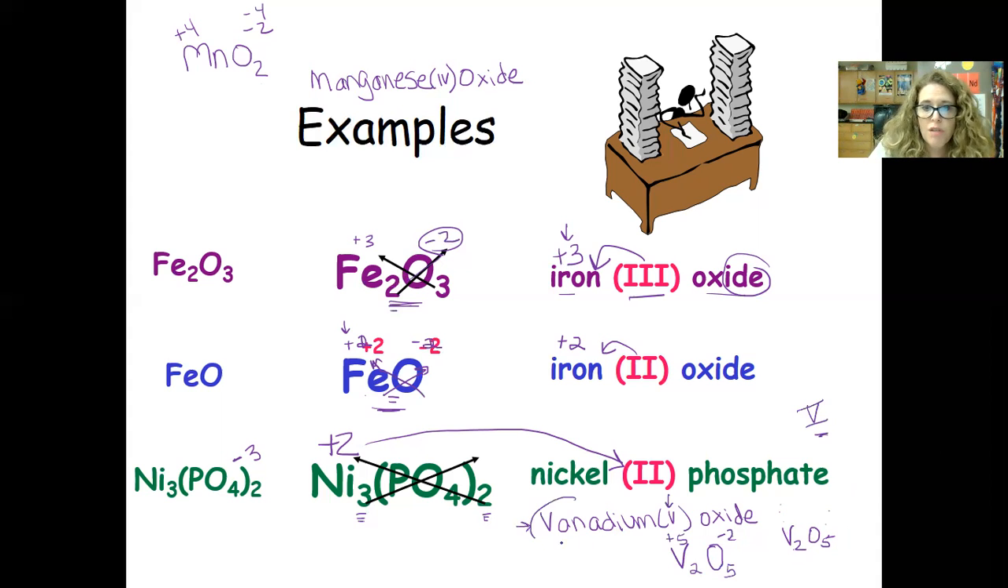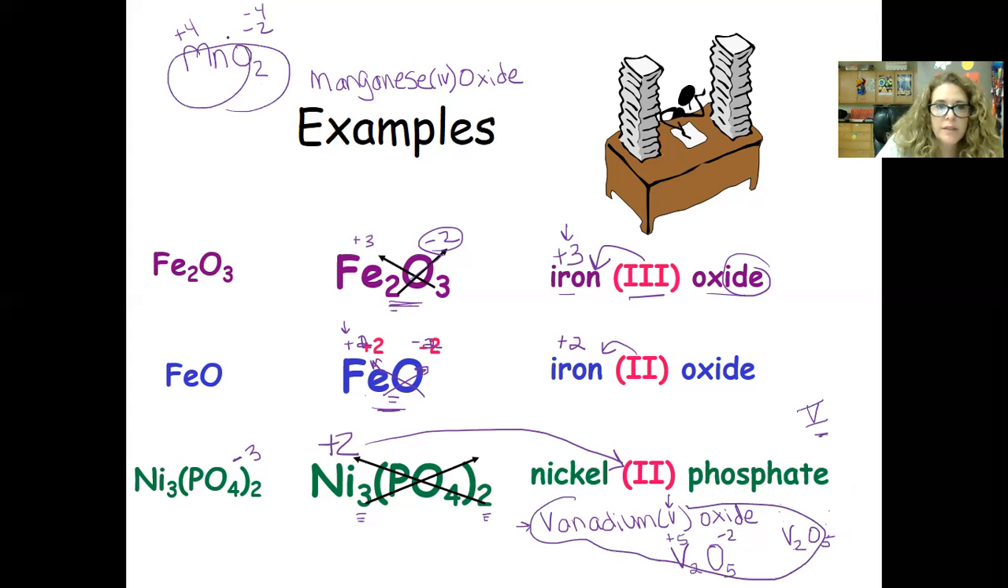So if you can do this one, and you can do this one, sorry, I shouldn't have scribbled that out. That looks terribly messy. If you can do those two, I'm pretty sure you can do just about any Roman numeral question that you would ever come across on a test or quiz. Same thing for these two: iron Roman numeral 3 oxide and iron Roman numeral 2 oxide, very popular in question banks.